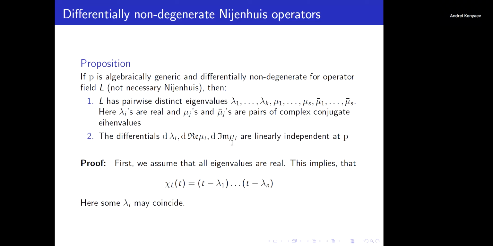So we proceed like this. First, assume that P is algebraically generic and differentially non-degenerate for operator field L. It's not necessarily Nijenhuis, it's just an operator field.